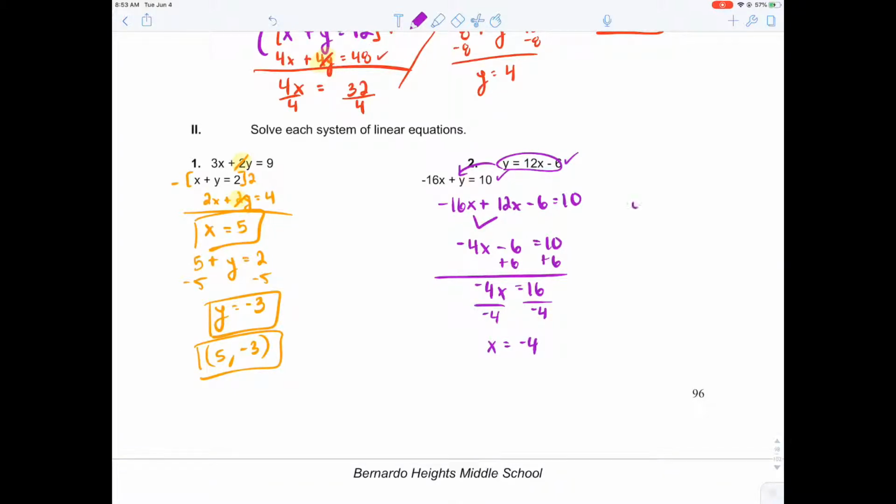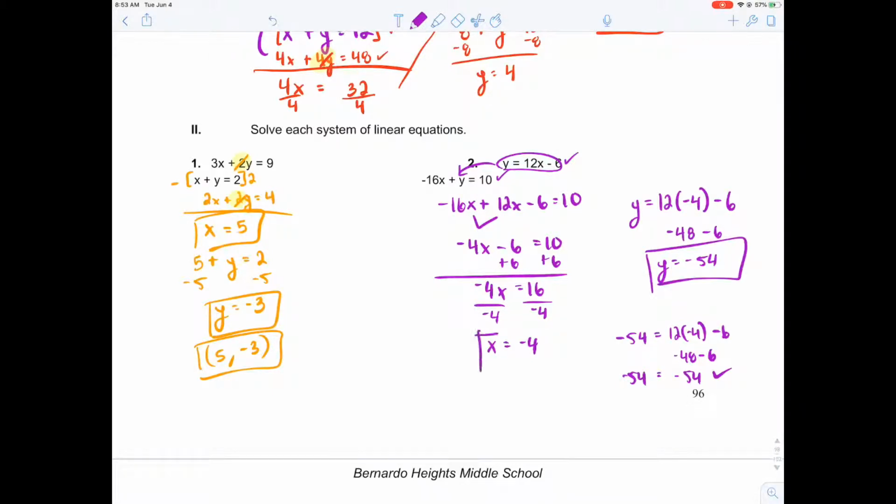Let's go ahead and plug this back into our slope-intercept equation. So 12 times negative 4 minus 6, negative 48 minus 6. So y is equal to negative 54. Let's double check that. So negative 54, I'm just plugging this into my equation, is equal to 12 times negative 4 minus 6. Negative 48 minus 6 is indeed negative 54. So this works. Okay, and there's my solution right there.